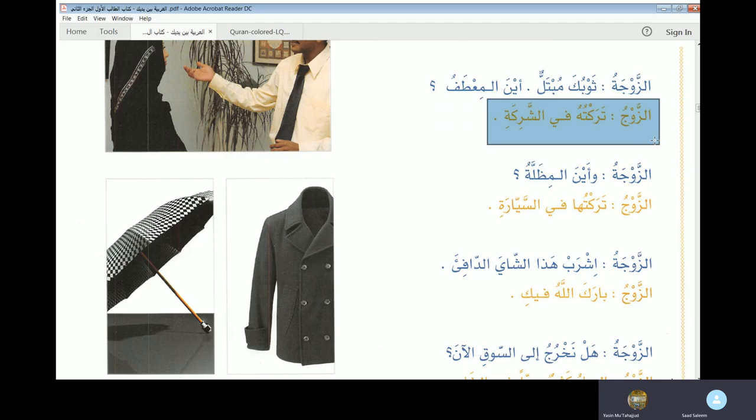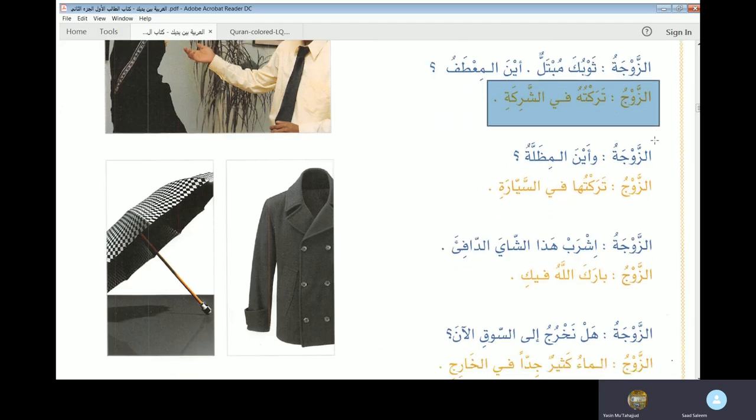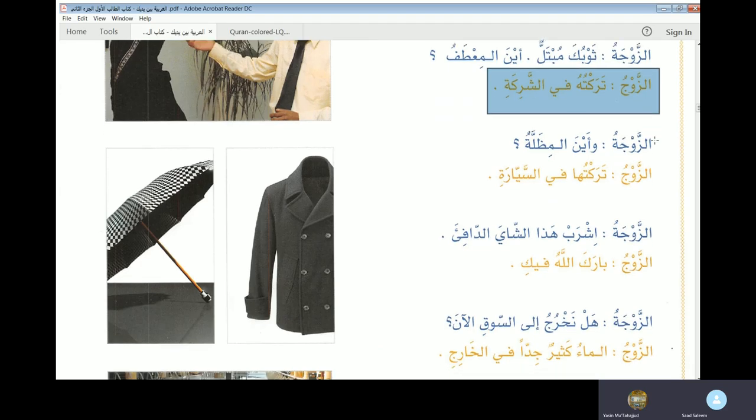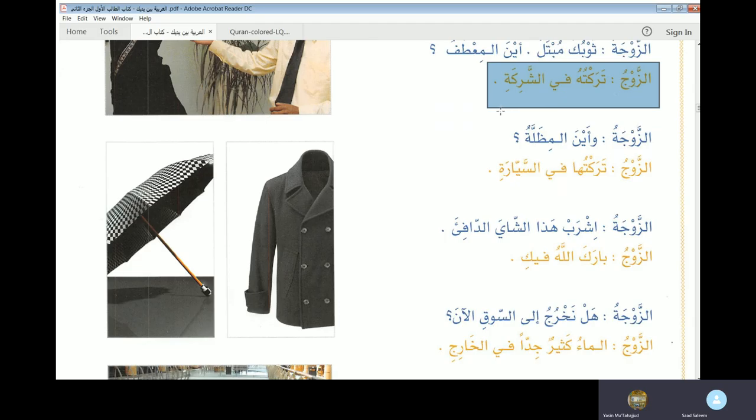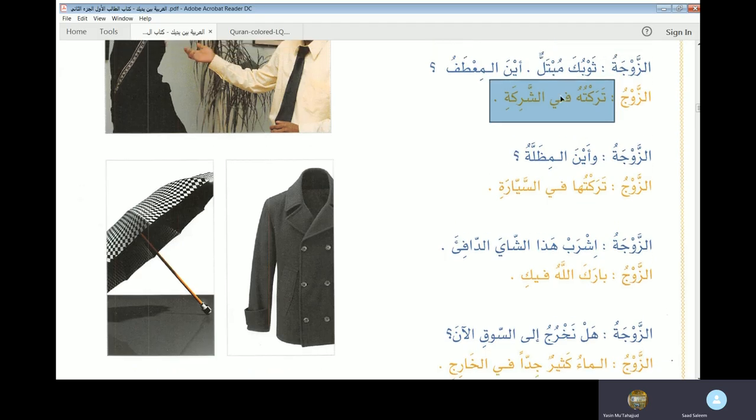Taraktuhu fil sharikati. Tarak means left, tu means I, and hu means it. This is composed of three words. This tu is used for past tense only. I left it in the company. Talking about the coat, where's the coat? I left it in the company.